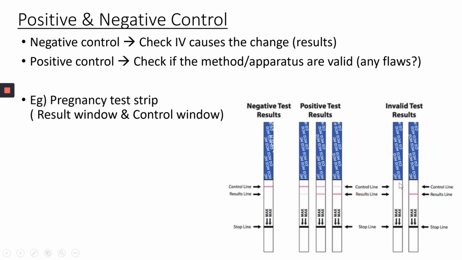Because if it's still working, then it should have a band at the control line. And then another thing to look at is whether the band is on the result line or the control line. So even if you got one band, but the band is not in the correct position, say there's a result line but nothing on the control line, this is another sign that the pregnancy test strip is ineffective.